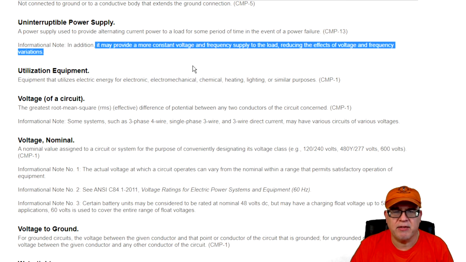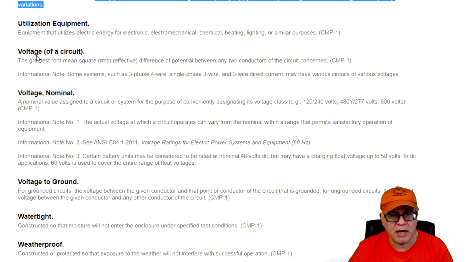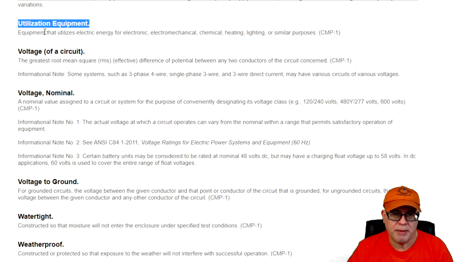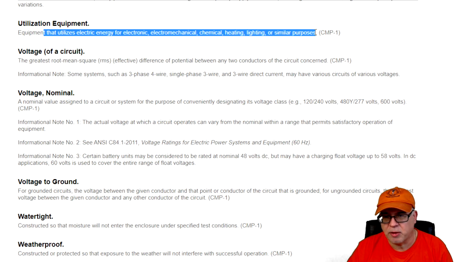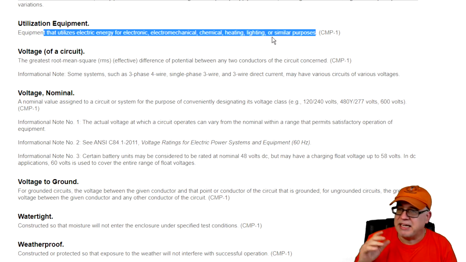So a lot of times they're used as well as what we say conditioning to a system, right? All you really need to remember, it's a power source that provides alternating current for a specific period of time based on the capacity of the UPS, and it's used in cases of power failure. All right? But again, it can also be used to reduce the effects of voltage or frequency variations in a system. All done by the design professional. Okay? All right. Utilization equipment. Very broad, used a lot. What is it? It's equipment that utilizes electric energy for electronics, electromechanical, chemical, heating, lighting, or similar purposes. So when people say I have an outlet box and I connect the luminaire to it, basically that luminaire, if you will, is a luminaire, don't get me wrong, but it is also connecting as utilization equipment.